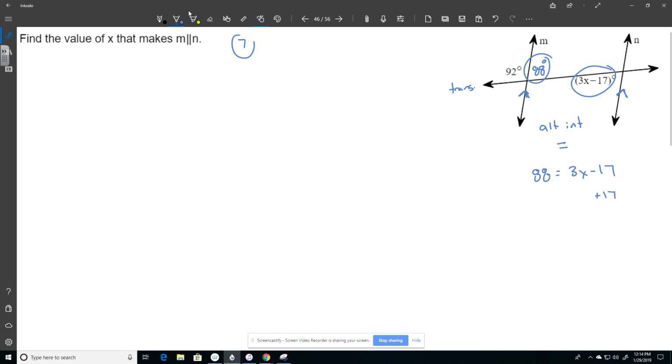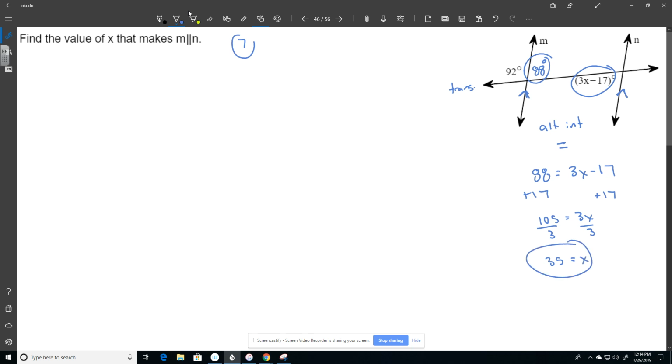So all I have to do is add 17 to both sides. So 105 equals 3x, divide by 3. 35 equals x. Okay, there's other ways to solve this one. We did it differently in class, and now here's an alternate way to solve it. Okay, all right, number 8.